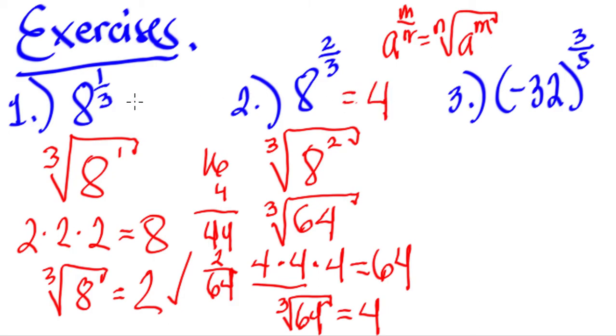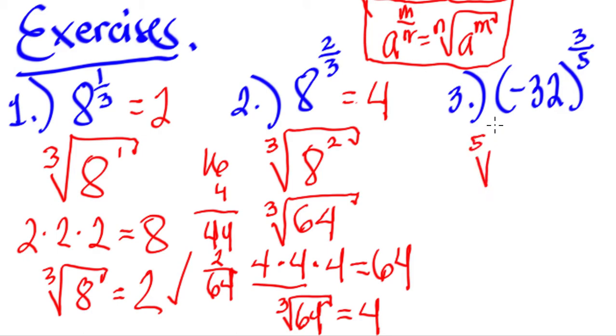I forgot to say it here. So this 8 raised to 1/3 is equal to 2. Now how about number 3? So what we have is negative 32 all raised to 3 over 5. Again, negative 32 all raised to 3 over 5. So let's use this formula as always.